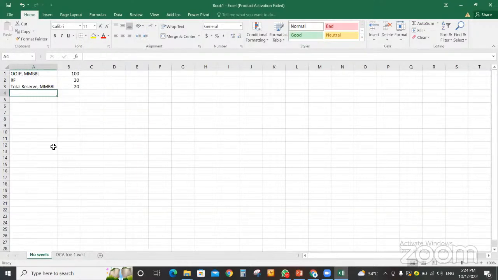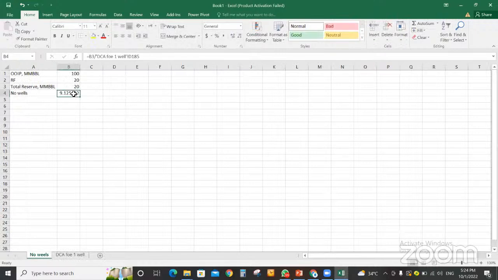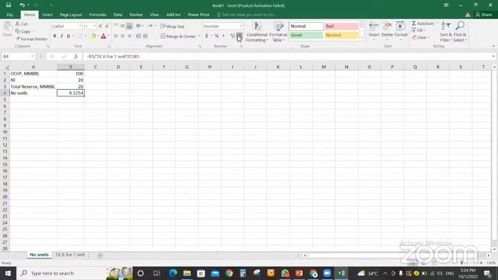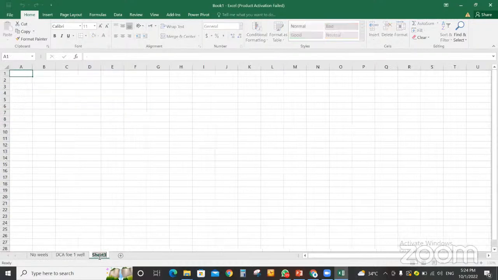Great. So the number of wells that will be needed will be equal to the total reserve over the cumulative oil production from just a single well. So we will need about 9 wells to develop our reservoir. Great. Let's go to the feasibility study, or the economic study.